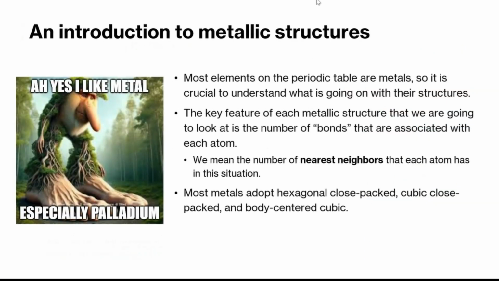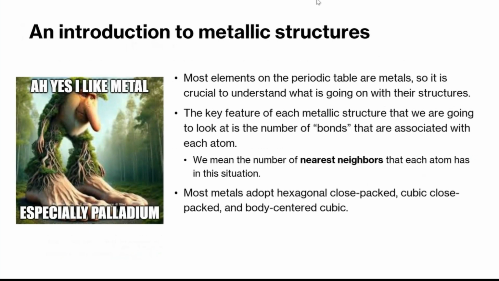Next, we're going to finish off with an introduction to metallic structures. Most elements on the periodic table are metals, so it's crucial to understand what's going on with their structures. The key feature of each metallic structure is that we're going to look at the number of bonds that are associated with each atom. Now, when we say bond, we just mean the number of nearest neighbors that each atom has in the situation.